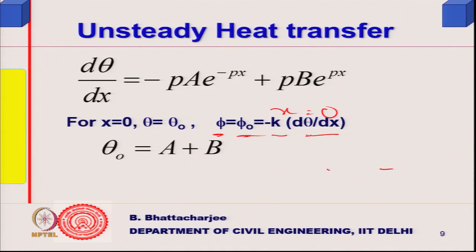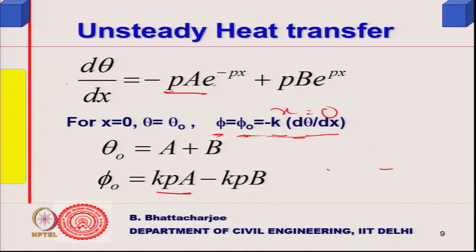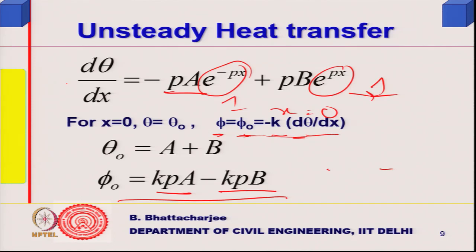Therefore, this is nothing but the Laplace transformation of the heat flux, and if I put this at x equals 0, I call it phi 0. So it is minus k p a plus k p b, because the exponential terms go to 1. Putting the two boundary conditions, at x equals 0, theta equals theta 0 and phi equals phi 0.